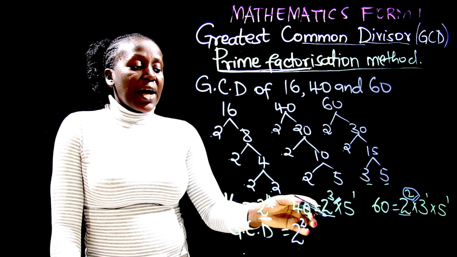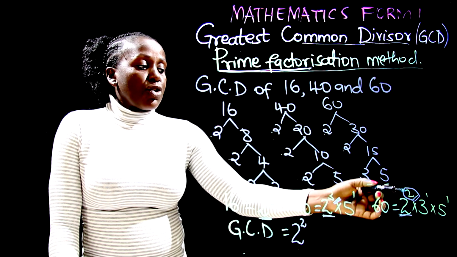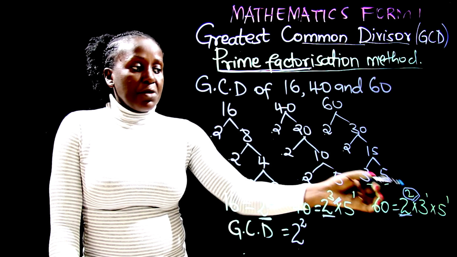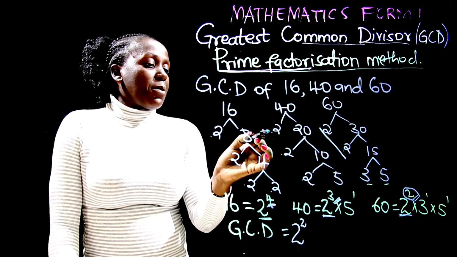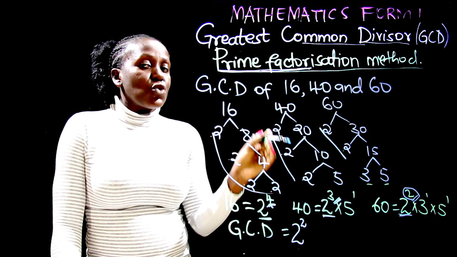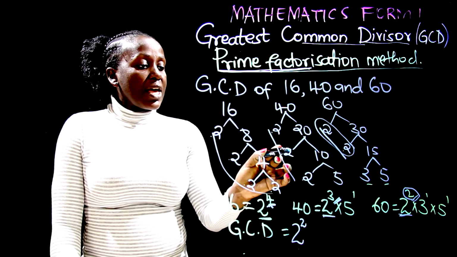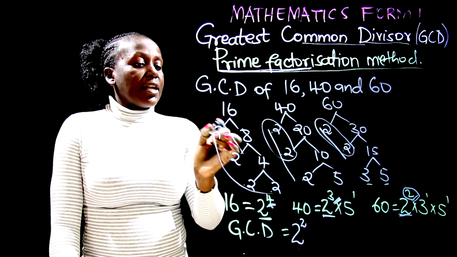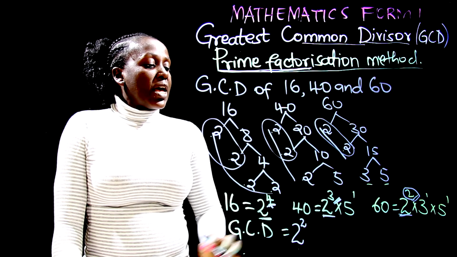We can't pick 2 power 3 because the 2 in 60 goes all the way to power 2, meaning that we only have 2 2's here. Yet here we have 3 of them, and here we have 4 of them. So the 2's which are common are only 2, because we have 2 here, 2 here, and then 2 here. So we choose 2 power 2.